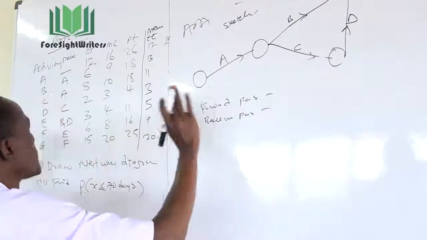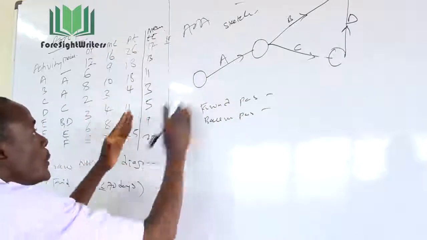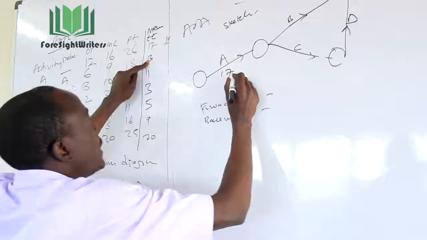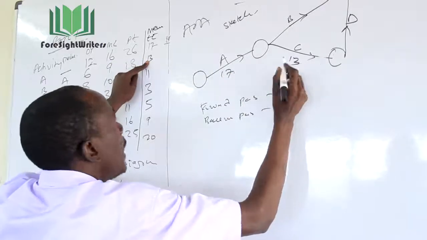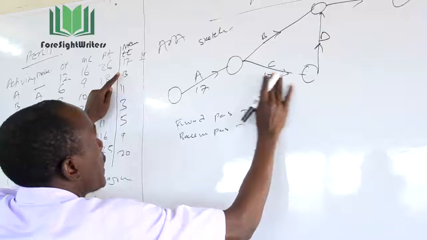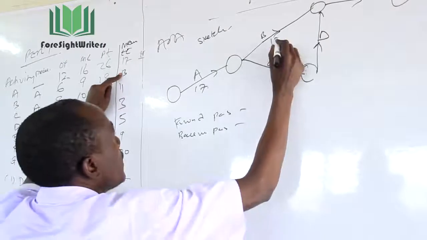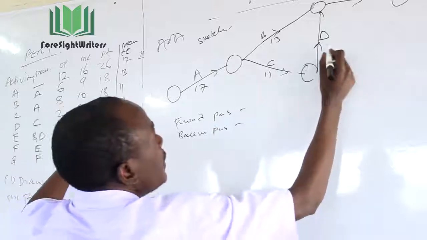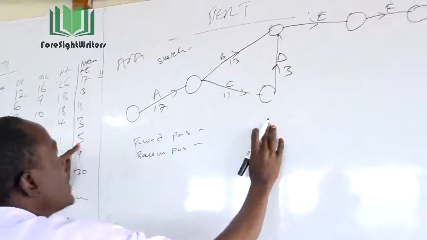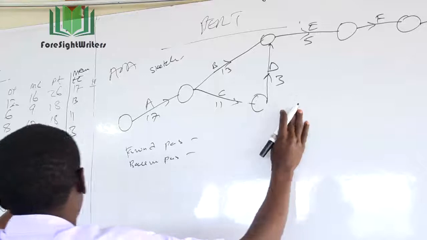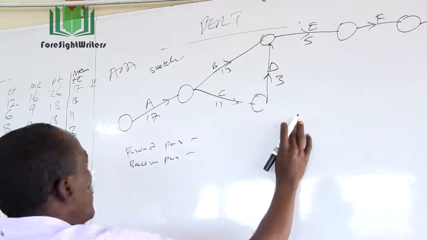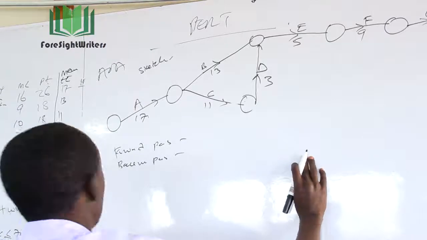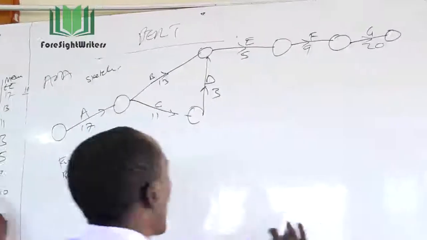So let's look at inserting the durations. Remember, it is the mean time that we need to insert. Activity A is supposed to take 17 days. Activity B is supposed to take 13 days. C is supposed to be 11. D is 3. E is 5. Next, F is 9. And finally, activity G is 20 days. So I've already inserted that.